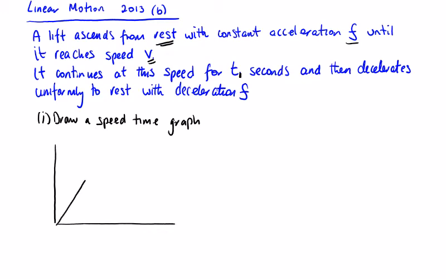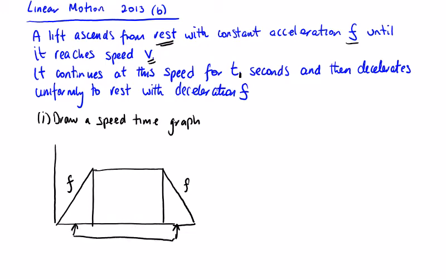So from rest to v, constant acceleration, and maybe we try and get a straight line for constant acceleration, and then decelerates with the same acceleration or deceleration back down to 0. So these accelerations are the same, so the time in these intervals, same times. We're told the time in the middle one is t1.